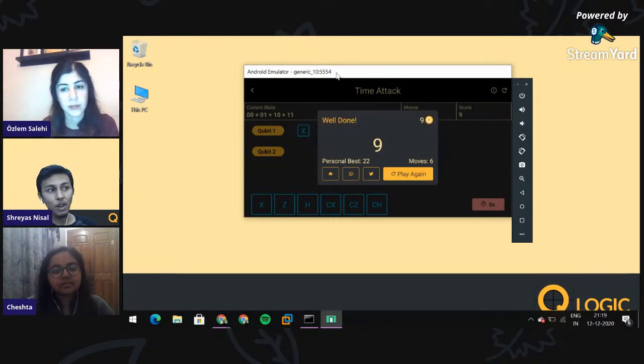And it need not be just puzzle games. Puzzle games are something that we're just starting out with. But as Cheshta mentioned, there's also quantum chess and all, which tell us about superposition. So that is something very exciting. You get to see what superposition is. Superposition is a chess piece being in 2 places at the same time. So that does help get a very good intuitive understanding.